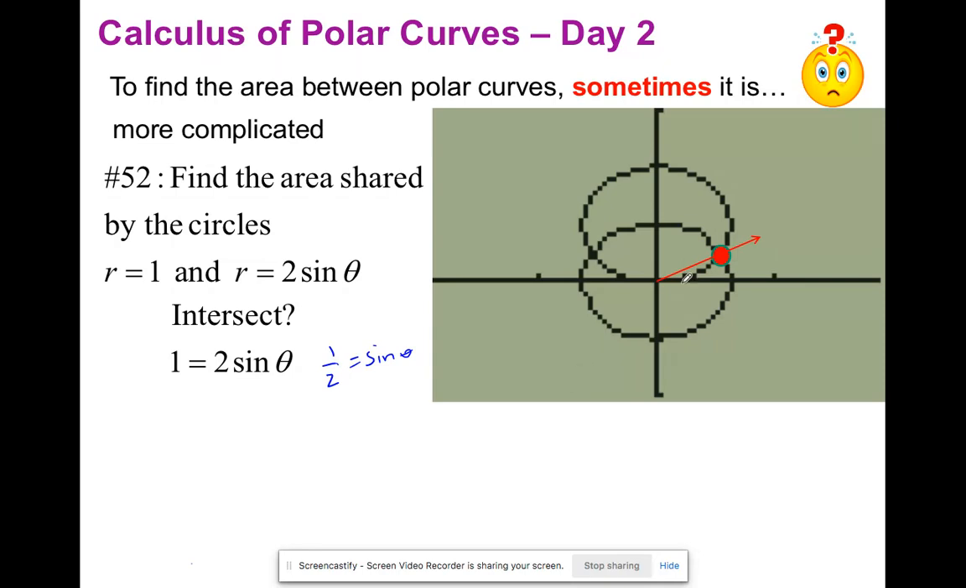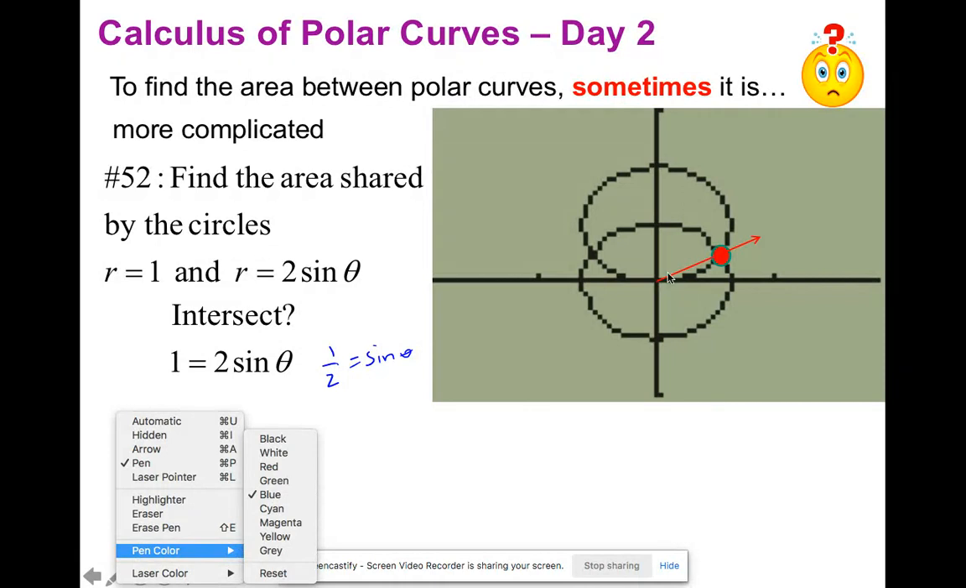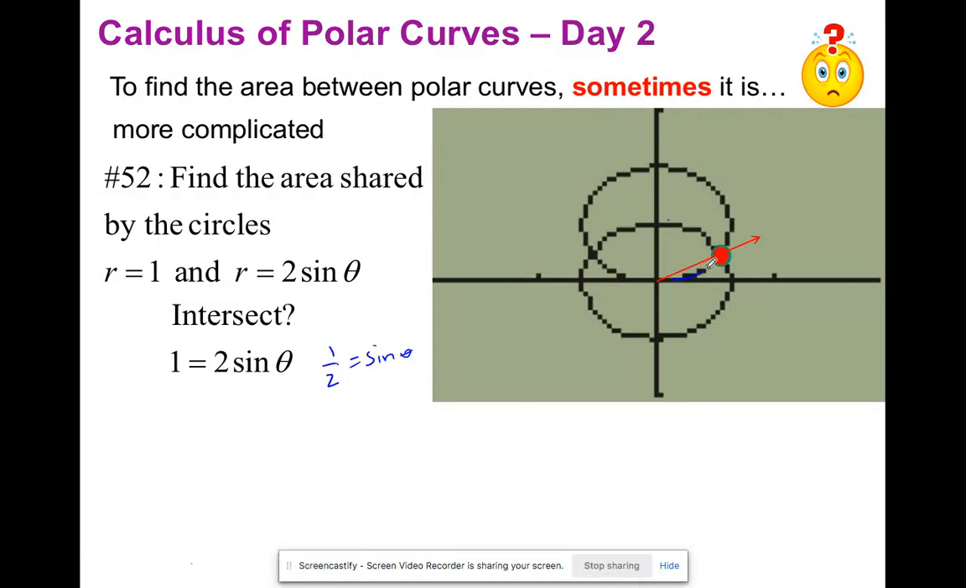Now, look at the blue circle. There's my blue circle. So I'm going to be starting at 0. My first radius is 0. And then I'm going to go out here, out here, out here, and out here. That's how I'm going to get that piece.